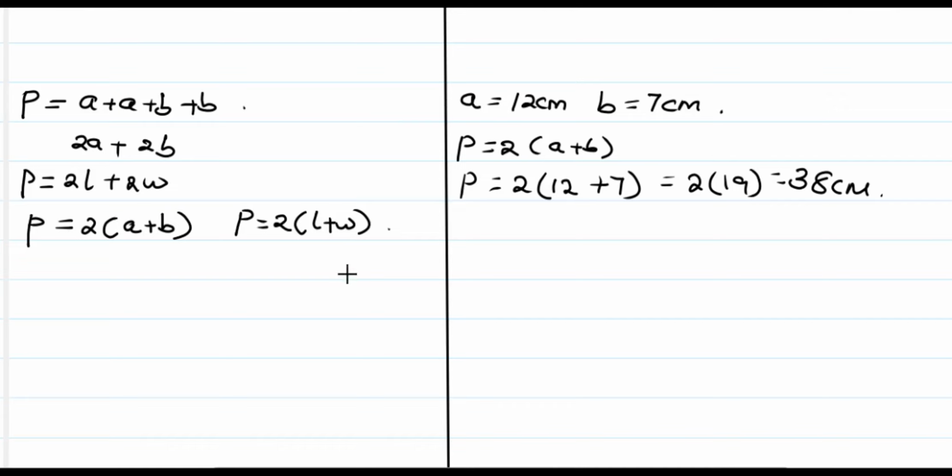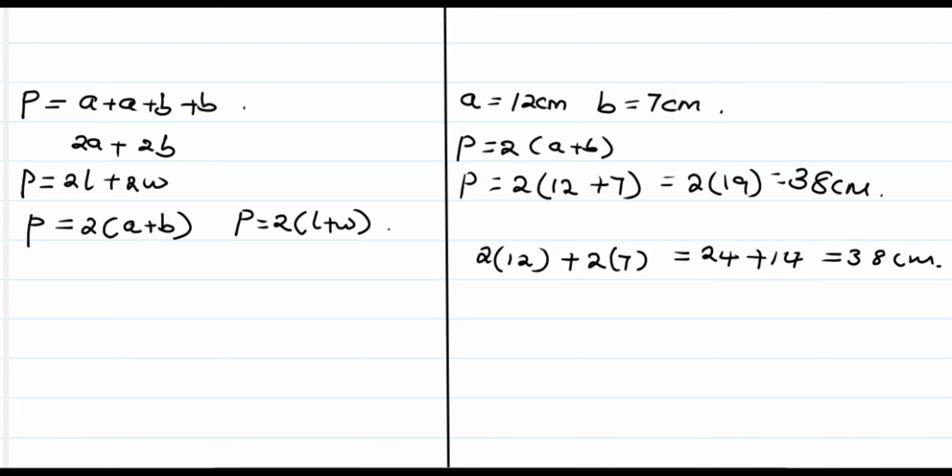If we do the same with length, twice into length plus width, it will still be the same, because it will be twice into length. We already know length is 12, then plus twice into width, but we know width is 7. So it will be 2 multiplied by 12, which is 24, plus 2 multiplied by 7, which is 14. So it will be 24 plus 14, which is still 38 centimeters.